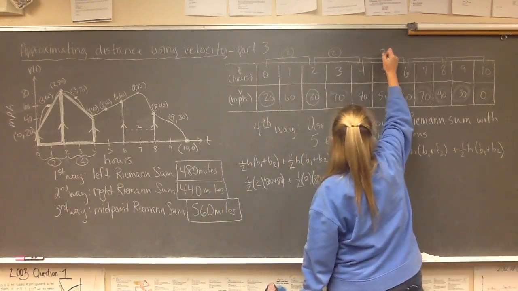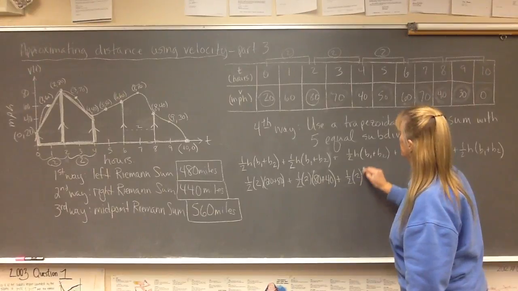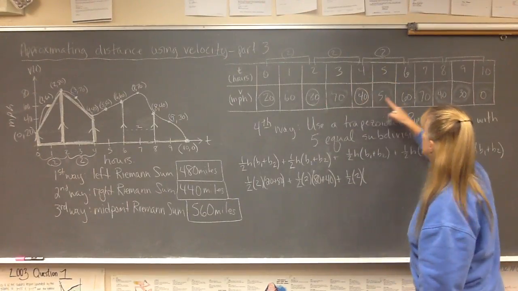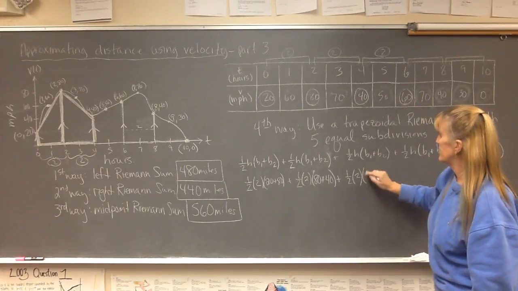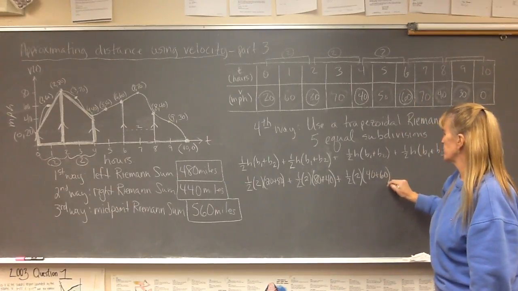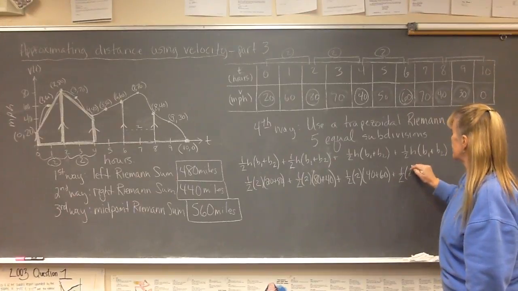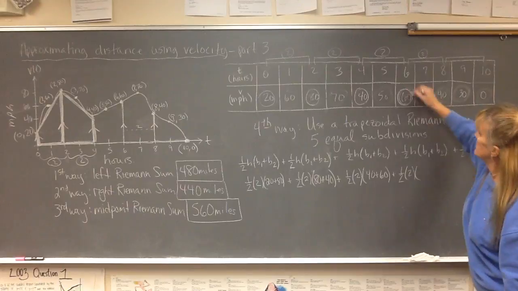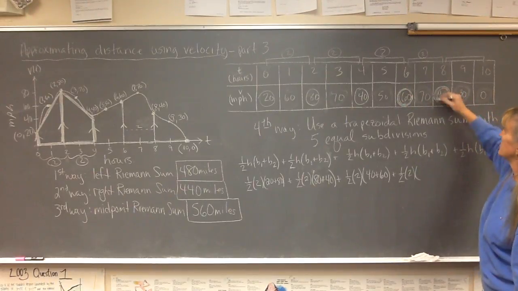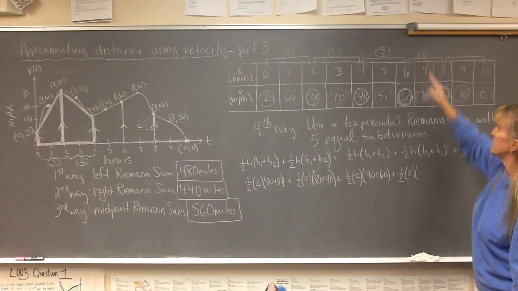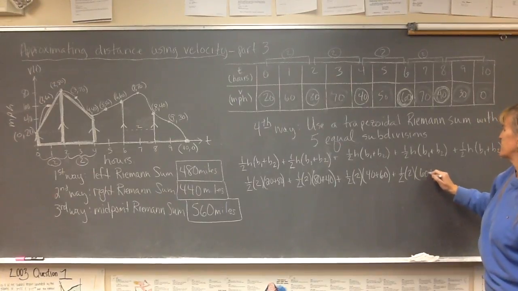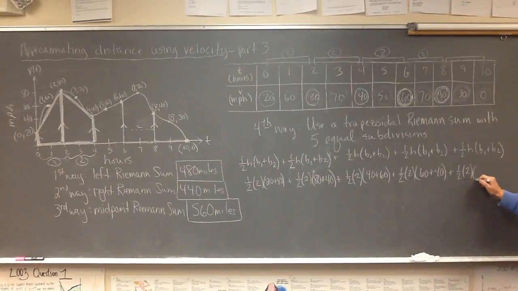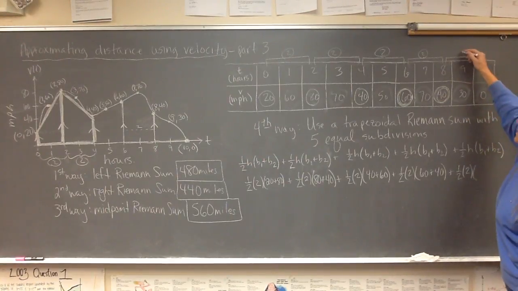Plus 1/2 times 2 times, and I did 80 plus 40 last time, and this time I'm going to do 40 plus 60. 40 plus 60. Plus 1/2 times 2 times, this is my 2, so my height, one of my bases would be a 60, my other base would be a 40. The height between the two is going to be a 2, so 60 plus 40. And lastly, 1/2 times 2, and then 40 plus 0.